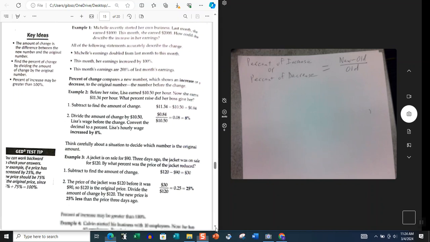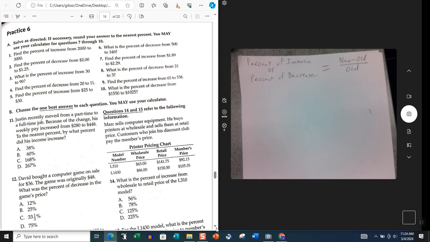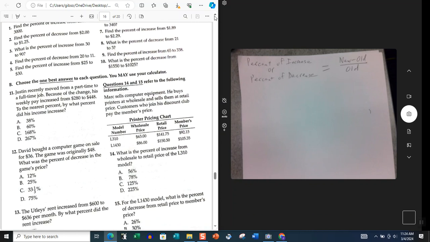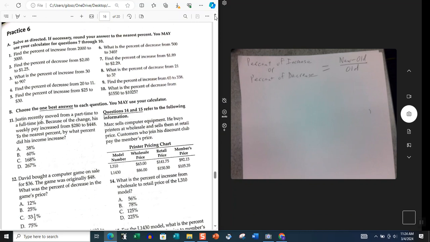So now we're going to test this. We're going to go down to the problems here. It says, practice 6, solve as directed. If necessary, round your answer to the nearest percent. Now we know when it says nearest percent, we have to go 3 digits behind the decimal, then round it to the second decimal place, which is the hundredths place, and then put it as a percent. It says you may use your calculator for questions 7 through 10.